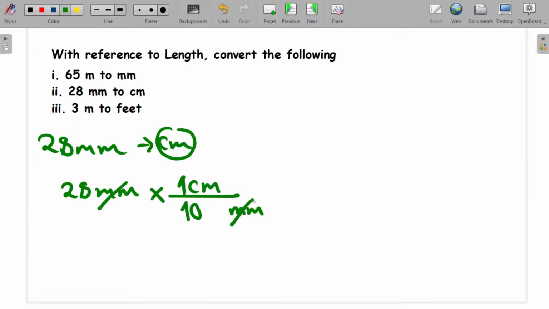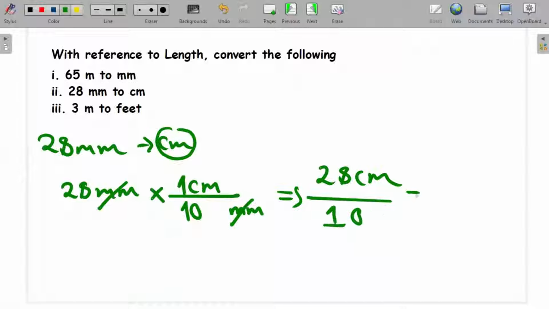So since the millimeter is already cancelled out, we're now remaining with 28 multiplied by 1 centimeter. What are we going to remain with? We're going to remain with 28 centimeters divided by 10, like this. And this is going to give us 2.8 centimeters. That means you've successfully converted from 28 millimeters into its equivalent in centimeters.